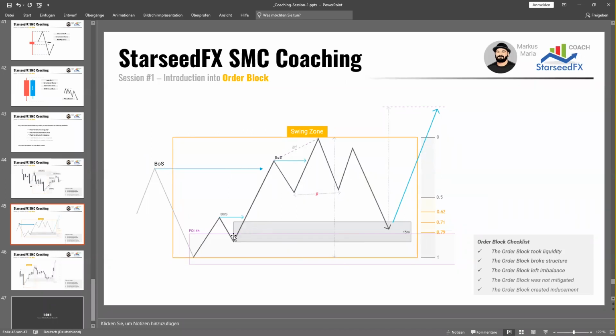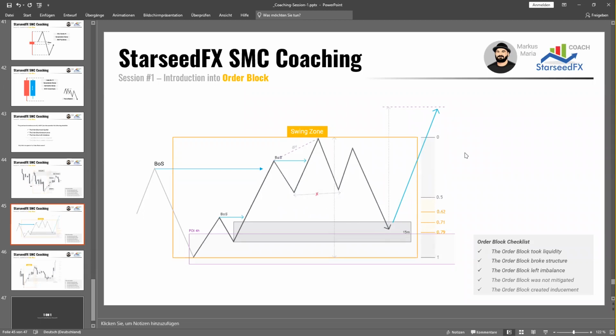Did it leave imbalance? Yes, it moved away only, did not come back. It left imbalance. Was it mitigated? No, when we draw the line, the zone here to the high, the order block was not mitigated. Did it create inducement? Yes, I would consider this one as inducement, so everything is fine for me.